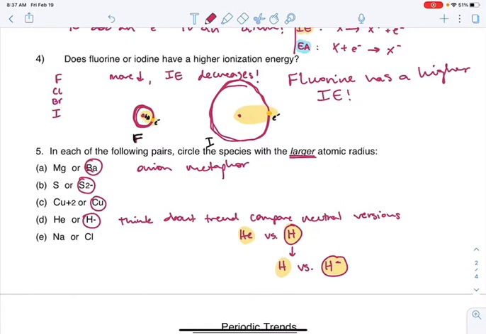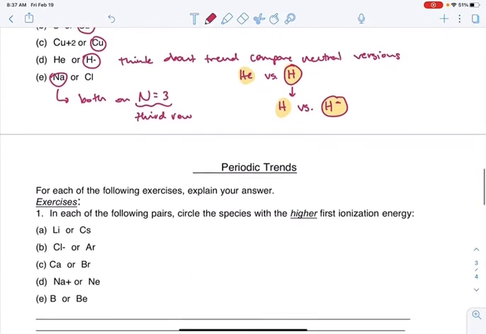If you have two different elements and one's charged, compare both of them neutral first. So sodium versus chloride, they're both on n equals 3. What does this mean? This means the third row. So that's good because we can make a nice comparison. So it's going to be sodium because as we move further to the right, the atomic radius decreases.